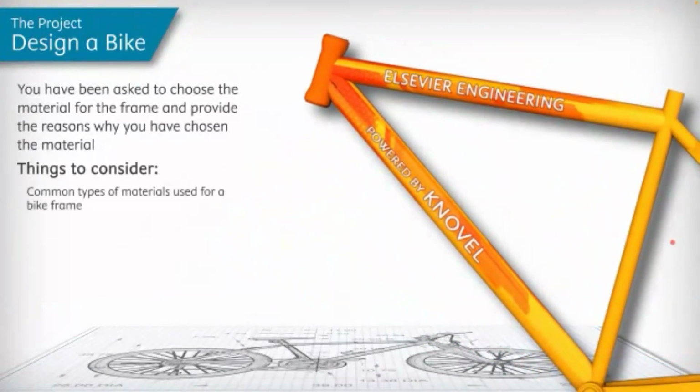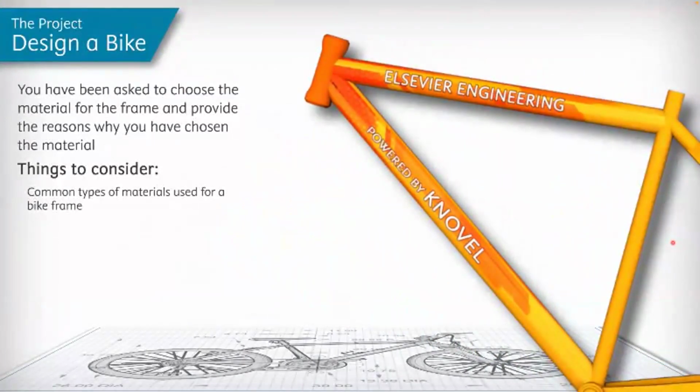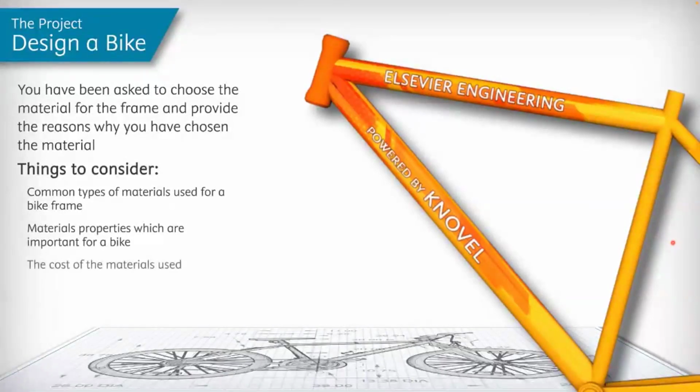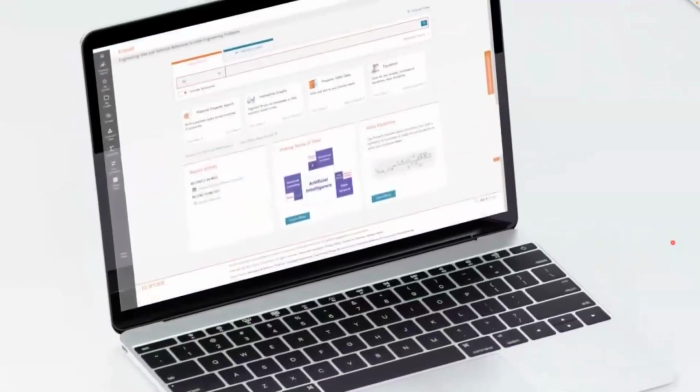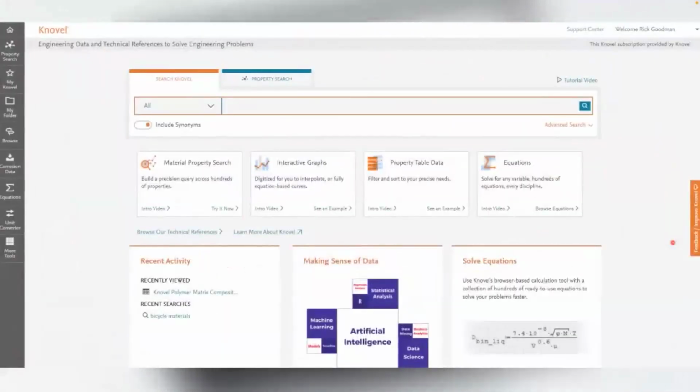What are the common types of materials used in bike frames currently? What properties are important for material used in a bike frame? What is the cost of those materials? What is the sustainability of the materials used? Starting a search in Knovel to find what types of materials are used in bike frames, searching bicycle materials provides an interesting set of results.